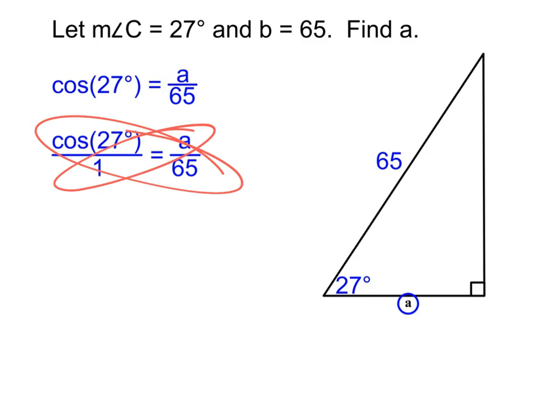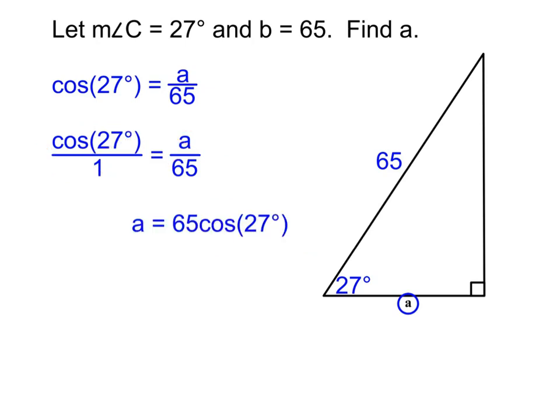And so in order to do that work, when I do the 1 times a, that just ends up giving me a. And if I do 65 times cosine of 27, again, that must be written as 65 times cosine of 27 like that. I do not, and I cannot, multiply the 65 by 27. All right, so now I have it set up about how I'm going to calculate it. I know what a actually equals. I just don't know what that is as a number. So now it's calculation time.